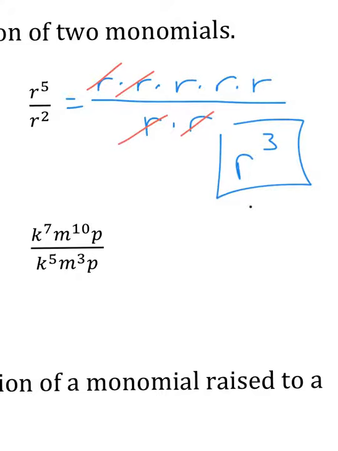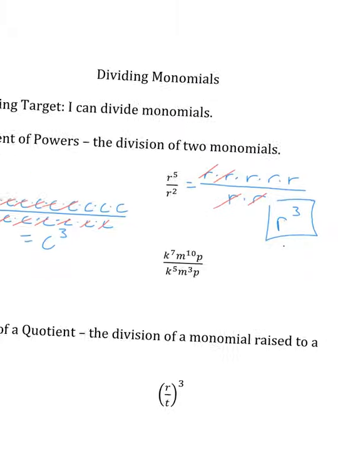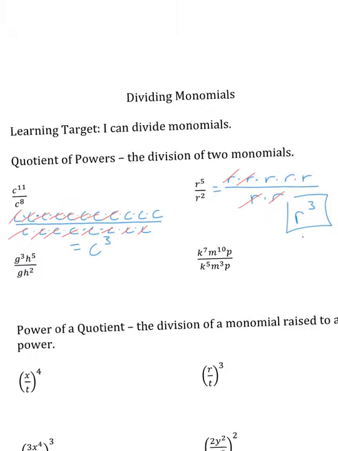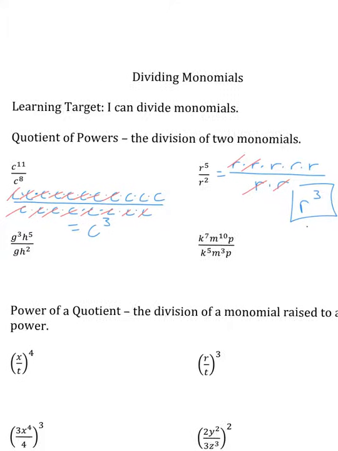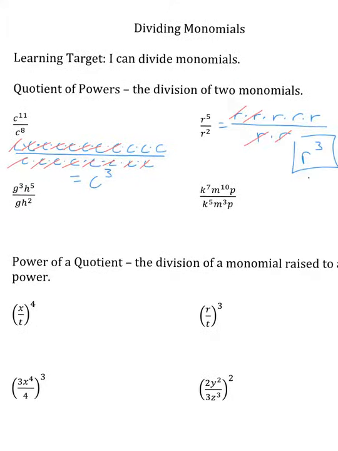So if we zoom back out, we have c to the 11th over c to the 8th gave us c to the 3rd, and r to the 5th over r squared gave us r cubed. It looks like we're subtracting the exponents. So when we have a quotient of powers, we are going to subtract the exponents. Now that we have that rule figured out, let's do some with multiple variables.